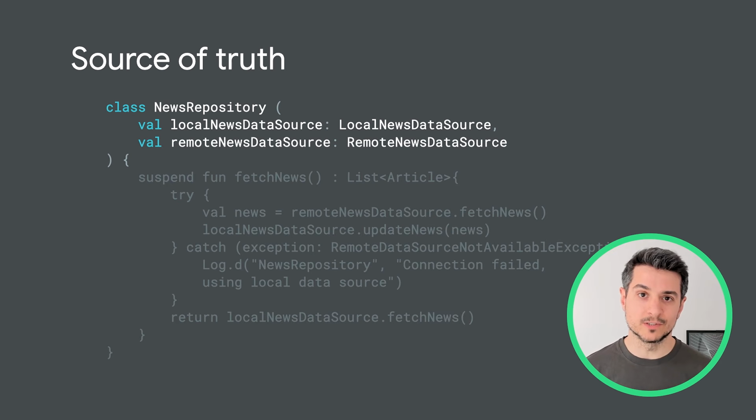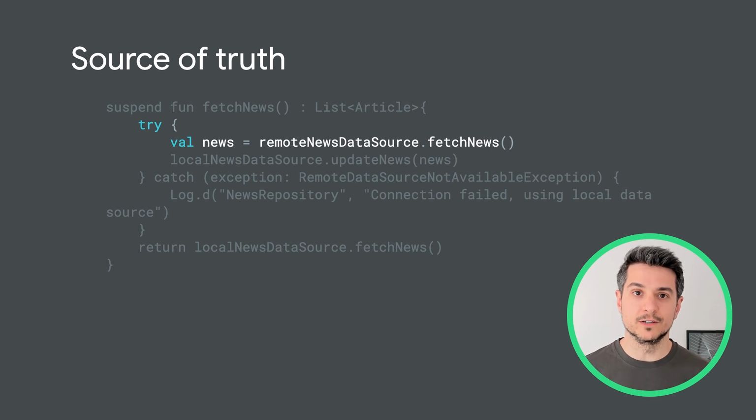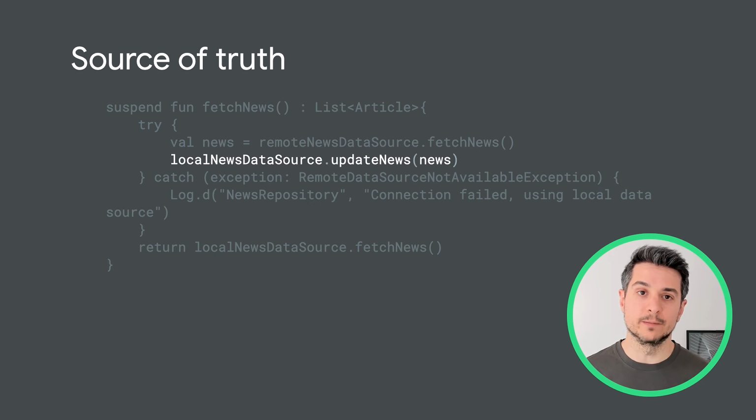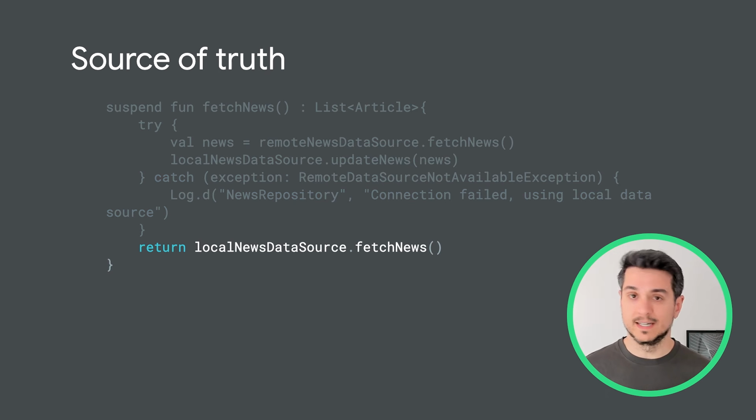Now, the news repository would depend on those two data sources. If we want to fetch the news from other layers, we use the fetch news method on the repository. This method tries to load the news from the network first. If it succeeds, it updates the local database. If it fails, because there was no data connection or the server was down, it just logs the error. Instead, you might want to show something in the UI. Finally, in any case, it returns the result from the database since it's our source of truth.